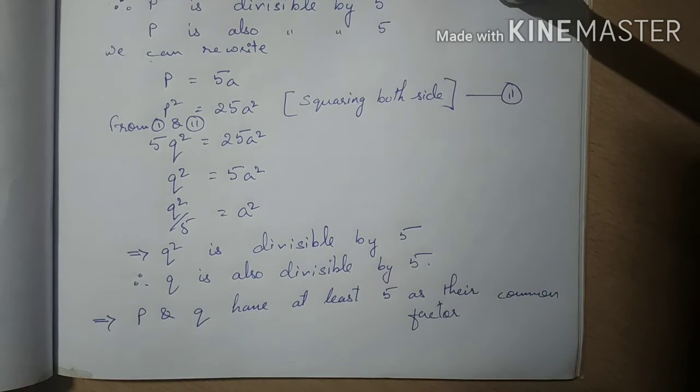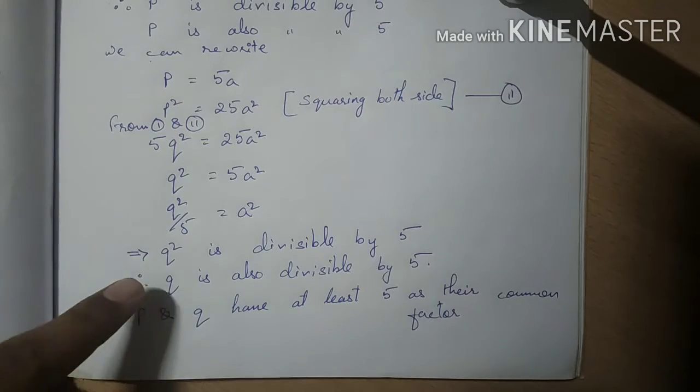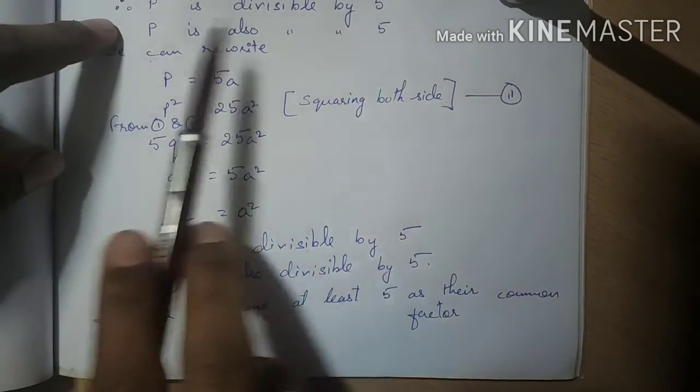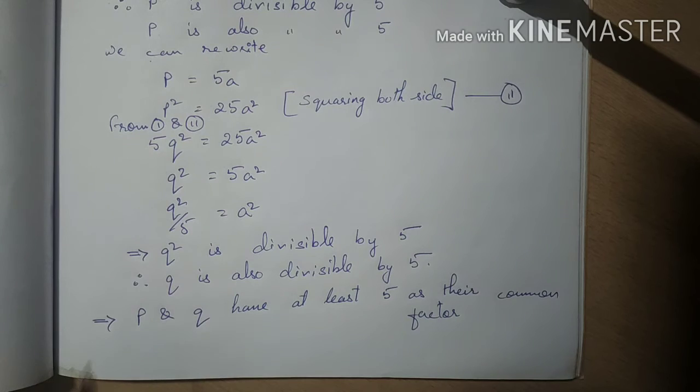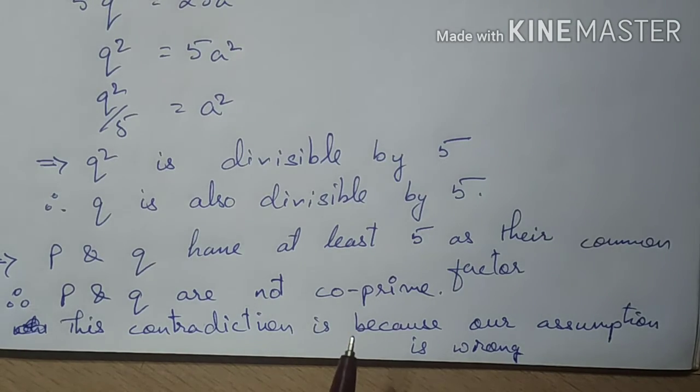Which means p and q have at least 5 as their common factor. Since 5 divides q and 5 divides p, 5 is a factor of p and 5 is a factor of q also. Therefore 5 is a common factor between p and q. That means our assumption that p and q are coprime is wrong. This is a contradiction, and it arises because of our wrong assumption that root 5 is a rational number. Therefore root 5 is an irrational number. The last line you will write is that we conclude that root 5 is irrational.